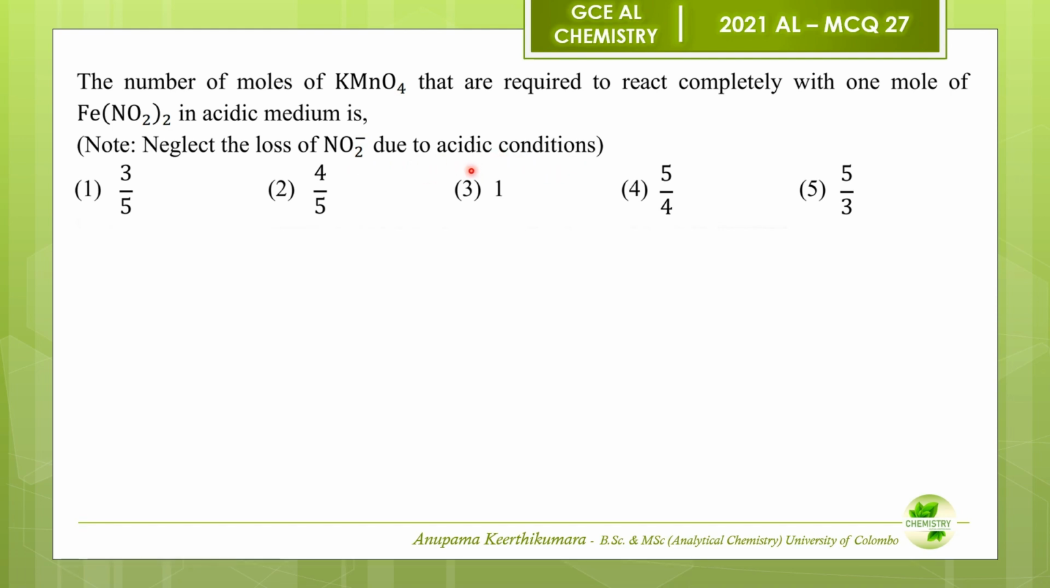When the medium is acidic, there is a possibility of converting nitrite ions to NO2 gas. But during this calculation, neglect this loss of nitrite ions due to these acidic conditions. During this reaction, permanganate ion reduces to manganese 2 plus ions.